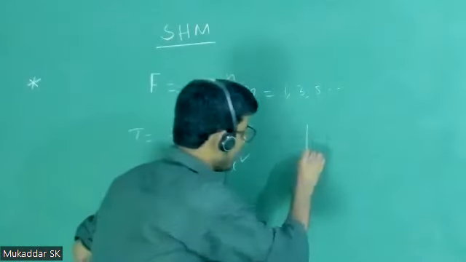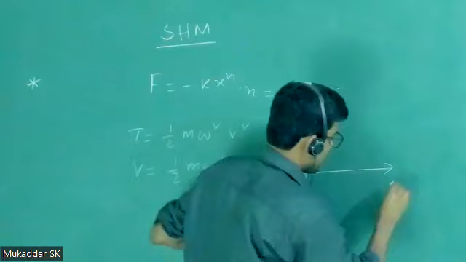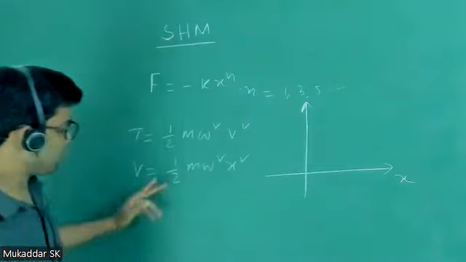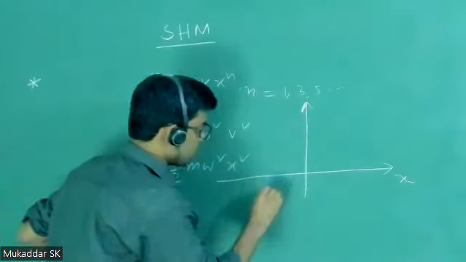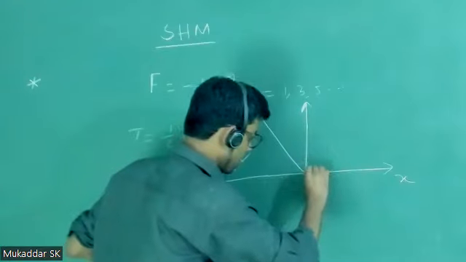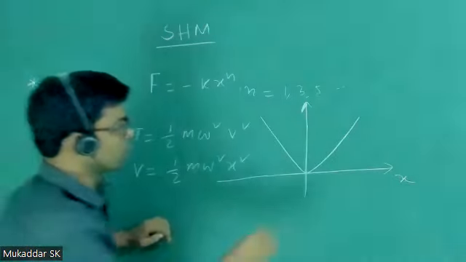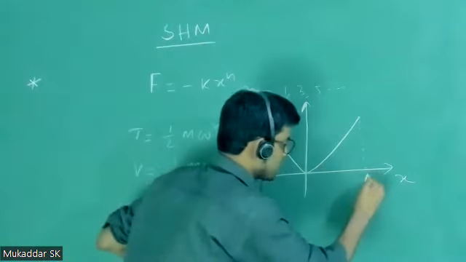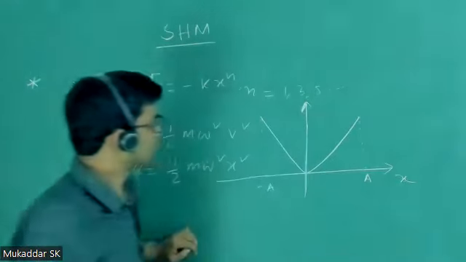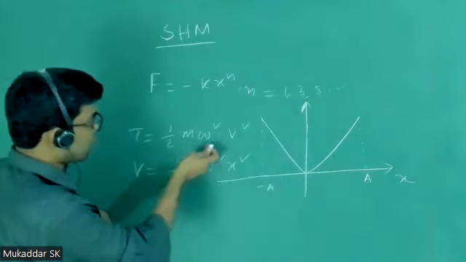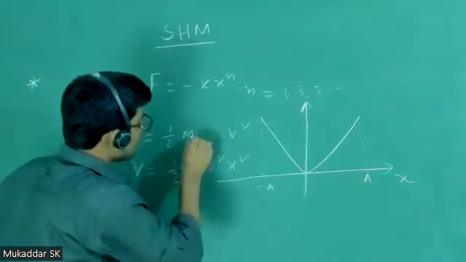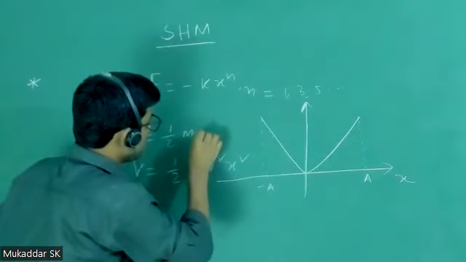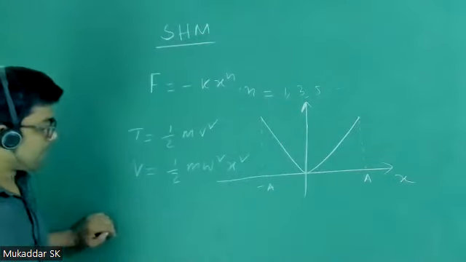So if you plot them with respect to position, how will the potential energy look? It will look like this. At the mean position it will be 0, and at the extreme position, let us take the amplitude of oscillation as a. So at the extreme position it will be that value. What is written for kinetic energy? Kinetic energy is half m v square, right? In terms of omega square also you can write it, or simply half m v square.